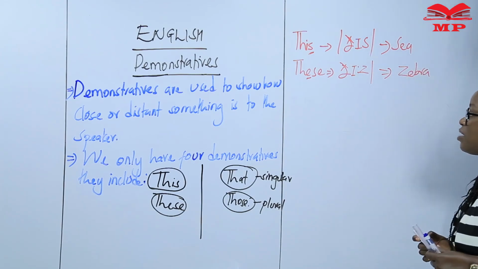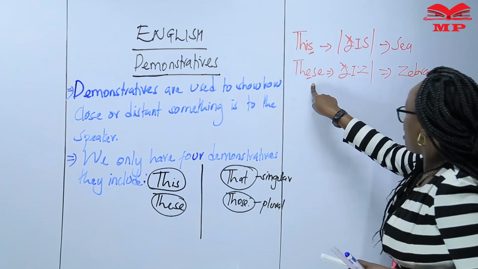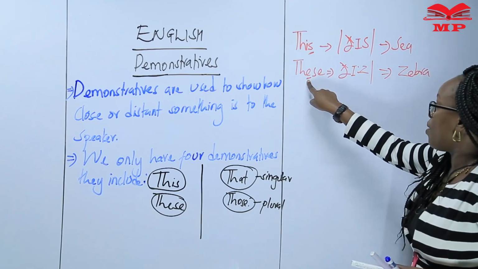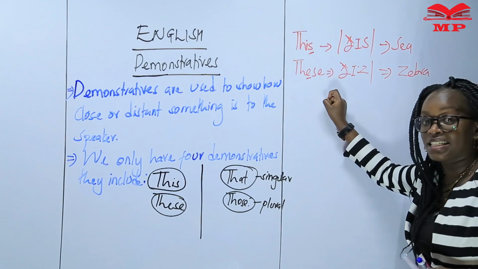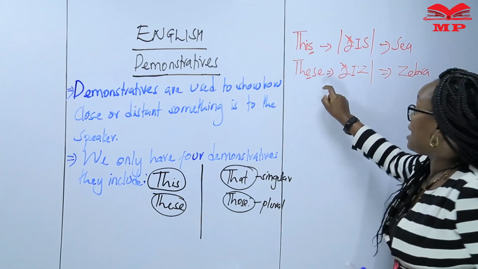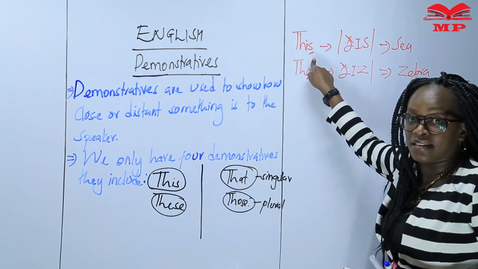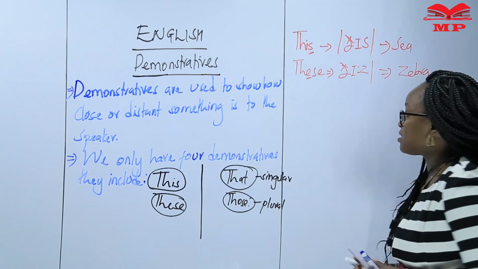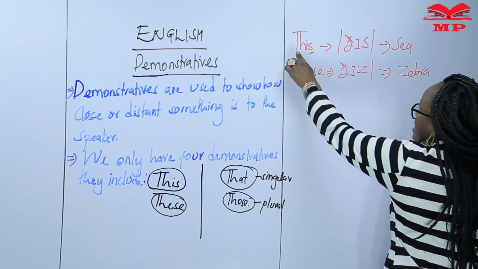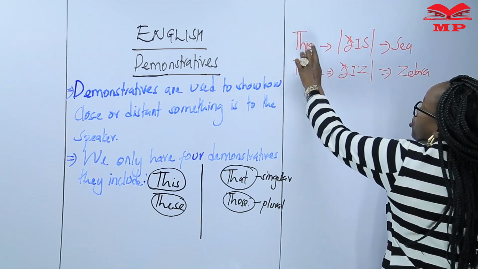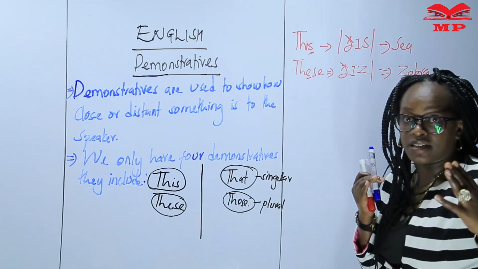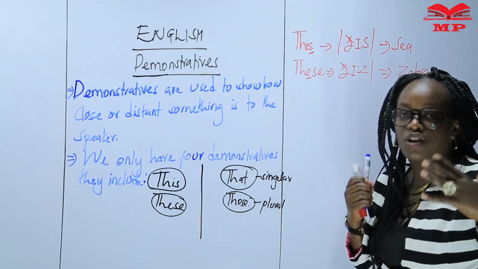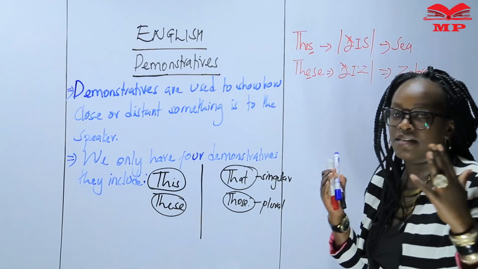Therefore, as you pronounce these, the vowel here should be long, and the last sound here is not S, it's actually Z, unlike for this. I hope you get the difference. Then also, as you pronounce this, because this vowel is short, you do not need to prolong it. Remember, you only prolong when you have long vowel sounds.